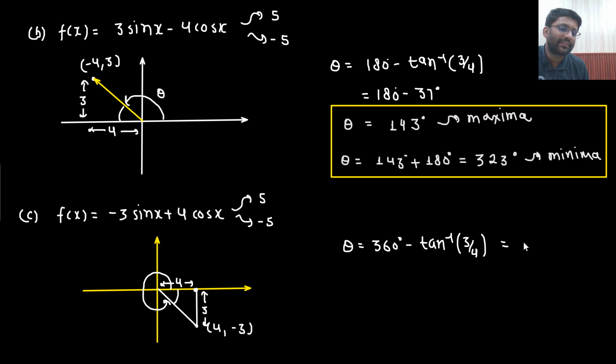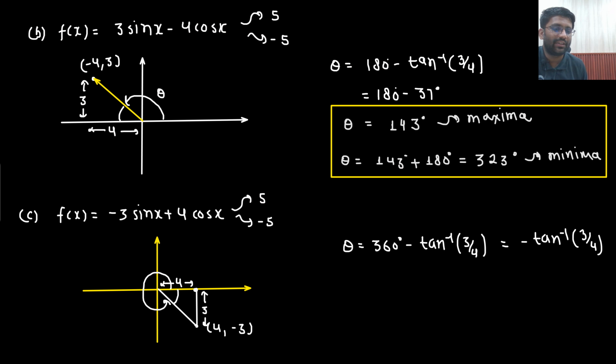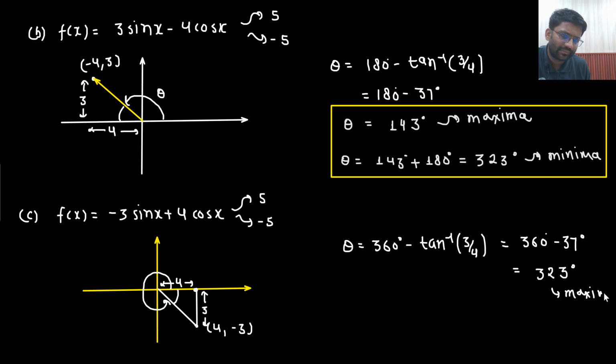Sir, why you did not write down minus tan inverse 3 by 4? This also you could have written down, right? But I know that, sir, this angle will come out to be negative, no? But I am supposed to find out the angle between 0 to 360 degree. So 0 to 360 degree, this is the angle I need to find out. That's why I wrote down 360 degree minus tan inverse 3 by 4. So what will be the answer I will be getting? 360 degree minus 37 degree, 323 degree. And this is the point of maxima. What will be the point of minima?